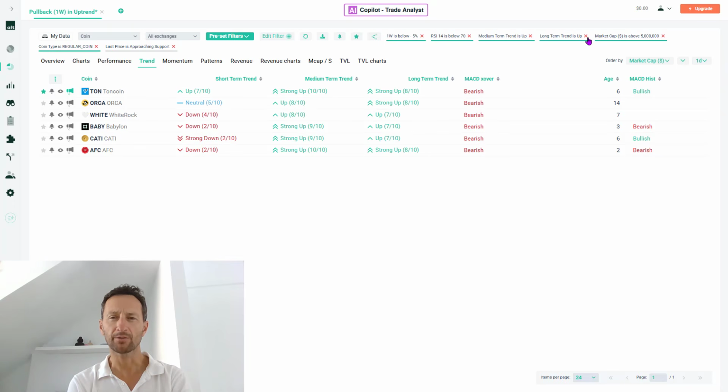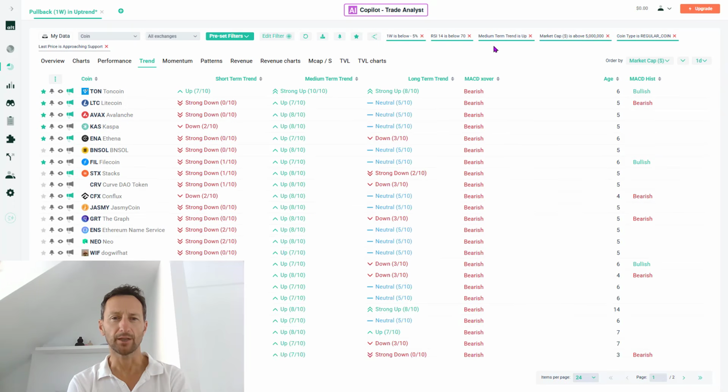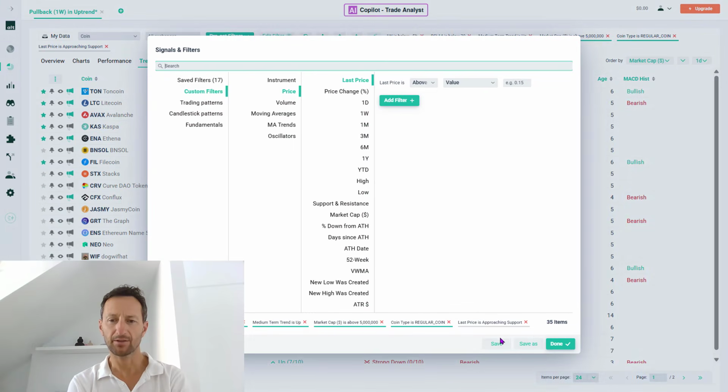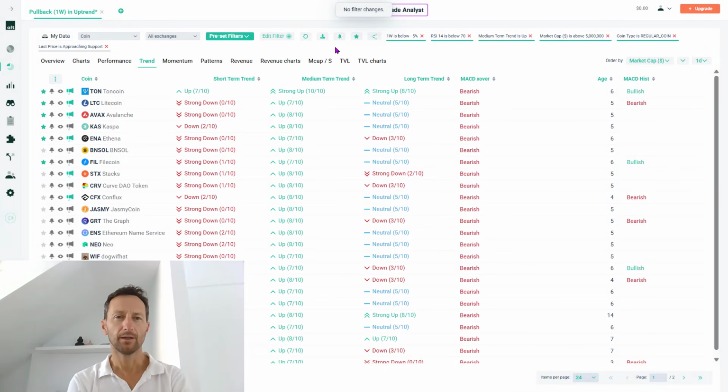Let's go ahead and get rid of that long-term criteria. Now I get more assets. Let's see how many. I'm at 35 assets now. Okay, they are in an uptrend, and it says here they are down 5% or more in the last week.